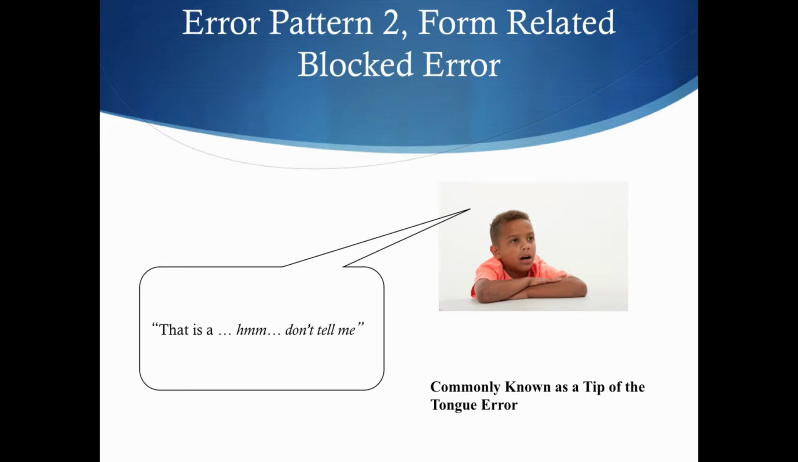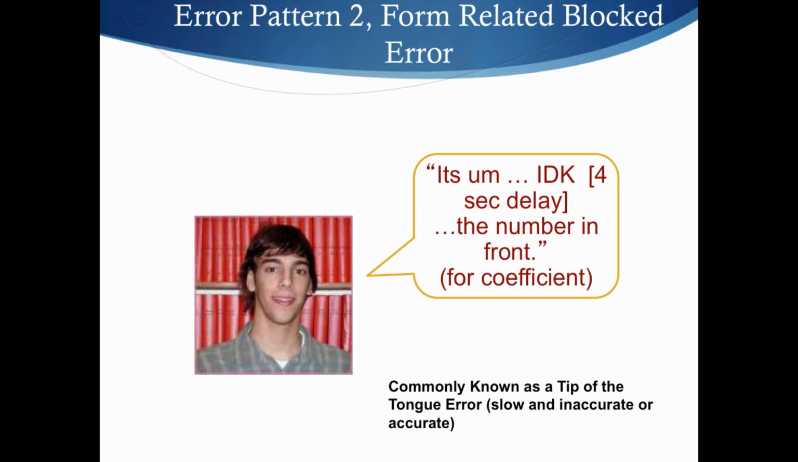We can also see this adolescent experiencing error pattern 2 when he tries to retrieve the word coefficient. He says, it's, I don't know, the number in front. And he ends up actually giving a circumlocution for the target word coefficient, reassuring us that he knows the word. Even so, though, he's not automatic in retrieving the word.